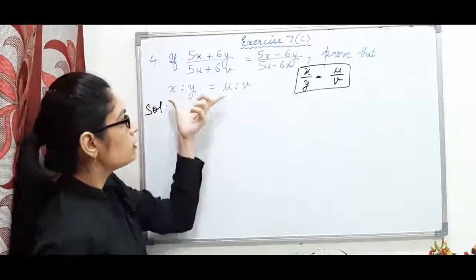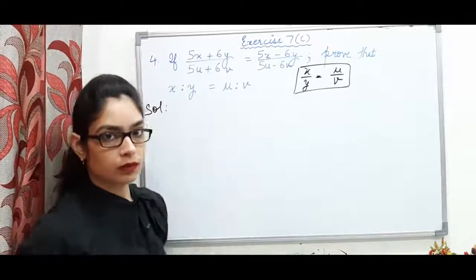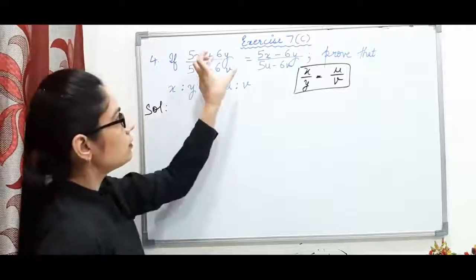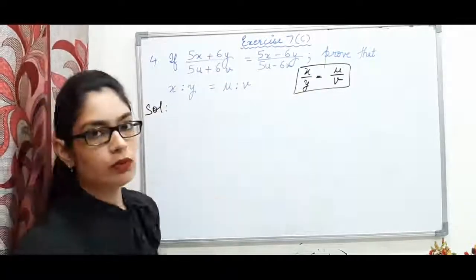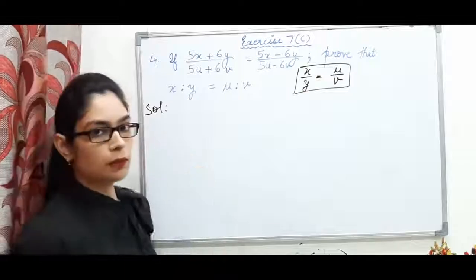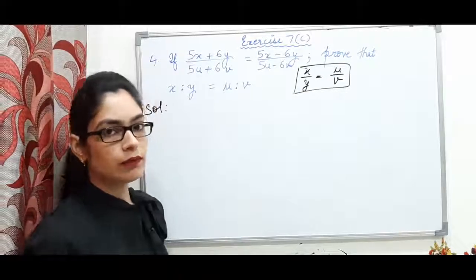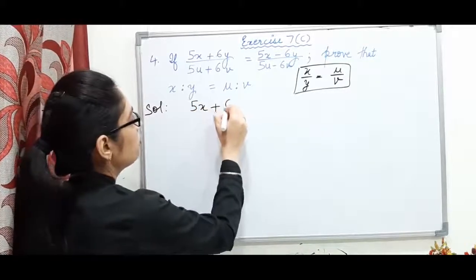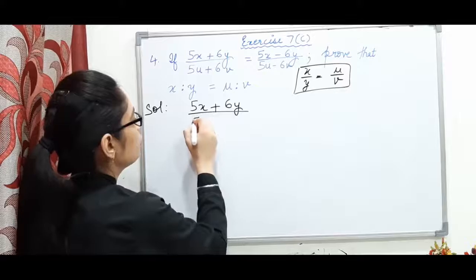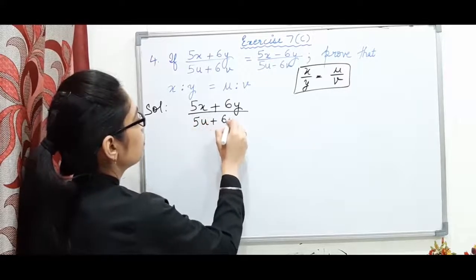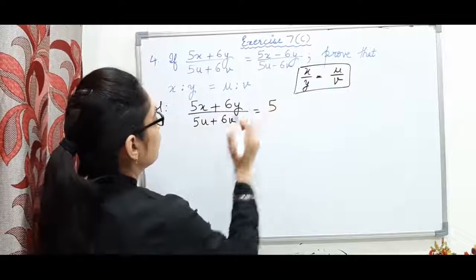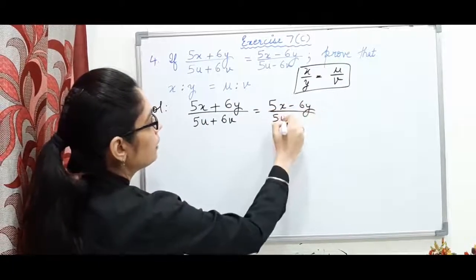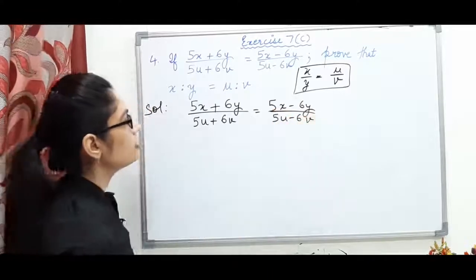This question is opposite to the previous questions we have done. In previous questions this type of expression was given to us and we were proving the other. Now this is given to us and this thing we have to prove. So let's write the given thing, because we always have to start from whatever is given to us. I will write (5x + 6y)/(5u + 6v) = (5x - 6y)/(5u - 6v). So this is given to us.